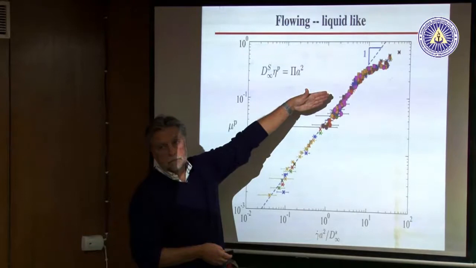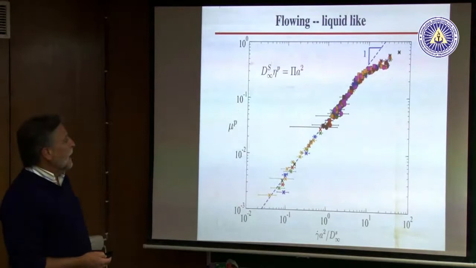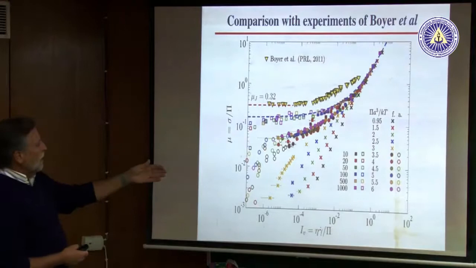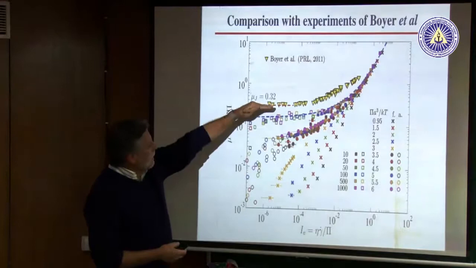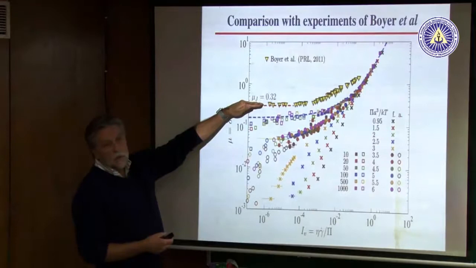Okay? So the last thing I want to do is try to connect back to these experiments by Boyer et al. So now I plotted our result for mu versus IV, and I superimposed their data. They found the limiting value of 0.32. Our limiting value was 0.16. Precisely a factor of 2.